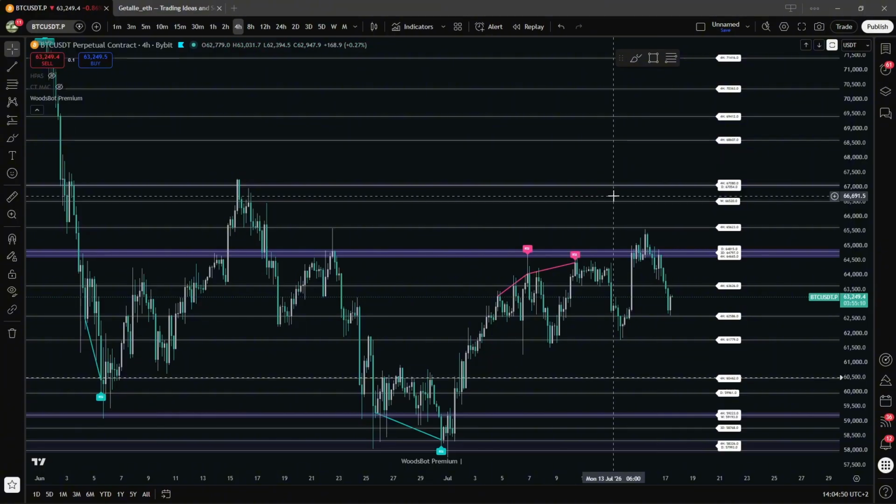Now the question is, should you only use one time frame for your trading? I think it's a bad idea. I don't think you should only be using one time frame for your trading.